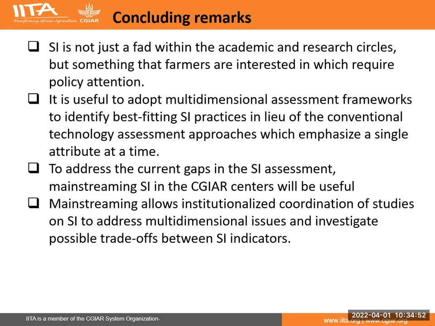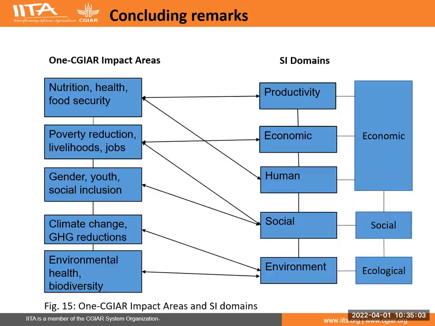Mainstreaming allows an institutionalized coordination of studies on SI to address multidimensional issues and investigate possible trade-offs between the SI indicators. Actually, the current research strategy of One CGIAR is conducive to do that. There are 5 impact areas of the One CGIAR current research strategy. This can be easily aligned with sustainable intensification domains.